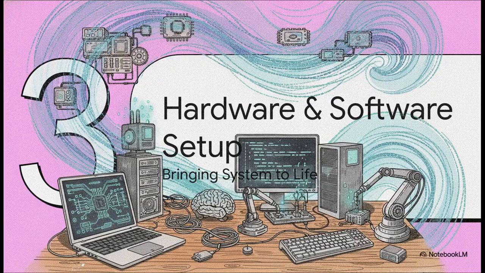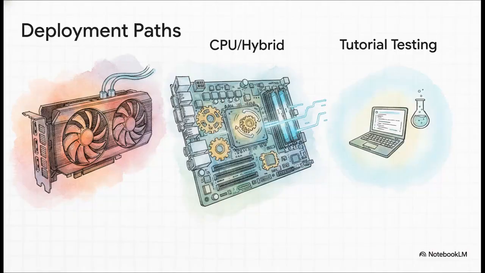All right, on to Section 3, hardware and software setup, bringing the system to life. Now, the deployment path you choose here depends entirely on your hardware. If you've got an RTX 4090 with 24 gigs of VRAM, you can run the Q4 quantized version incredibly smoothly. Got an A100? You can run full BF16.